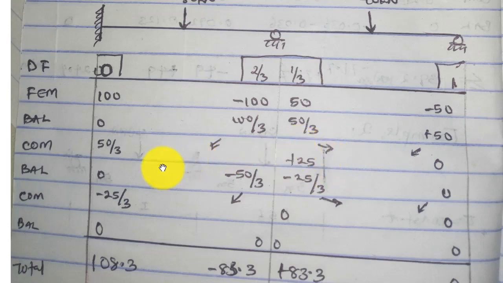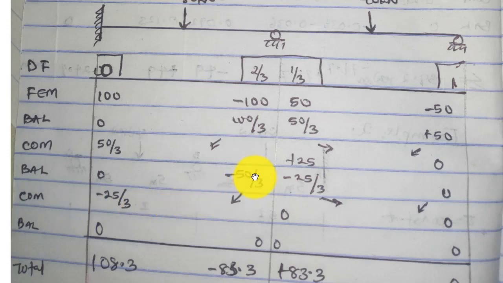So after carrying over, the next thing is to balance. So when you balance this one, you have zero. When you balance this one, 25 plus zero, you have minus 25. Then when you change this, you have minus 25. Multiply by distribution factors, you have this. When you also balance this, you have this. So the next thing is to do the carry over.